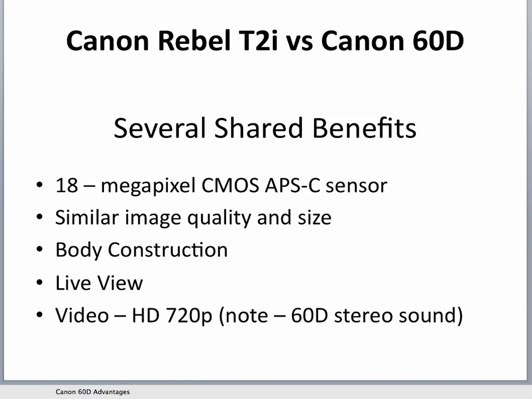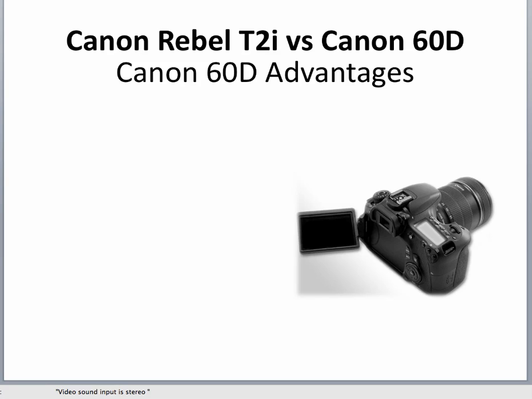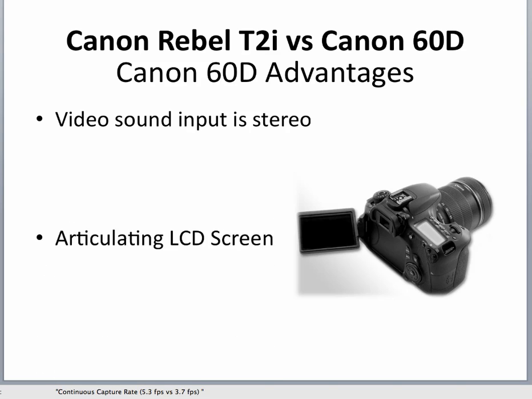And then they both have similar video quality. It's HD 720p, which is very high quality video. One thing about the 60D though, it has stereo sound where the T2i does not. Okay, so let's take a look at some of the advantages of the 60D. Because the 60D is a little bit more expensive, it will have some advantages over the T2i. First of all, as previously mentioned, the video sound input is stereo.